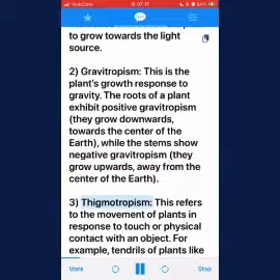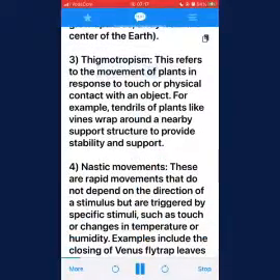3. Thigmotropism. This refers to the movement of plants in response to touch or physical contact with an object. For example, tendrils of plants like vines wrap around a nearby support structure to provide stability and support.